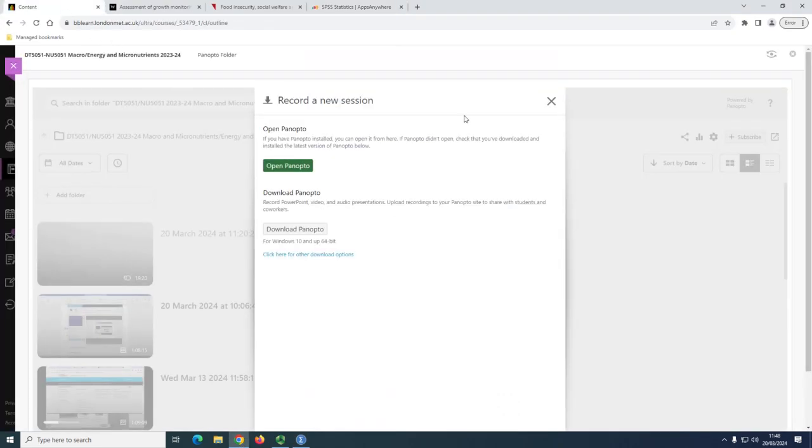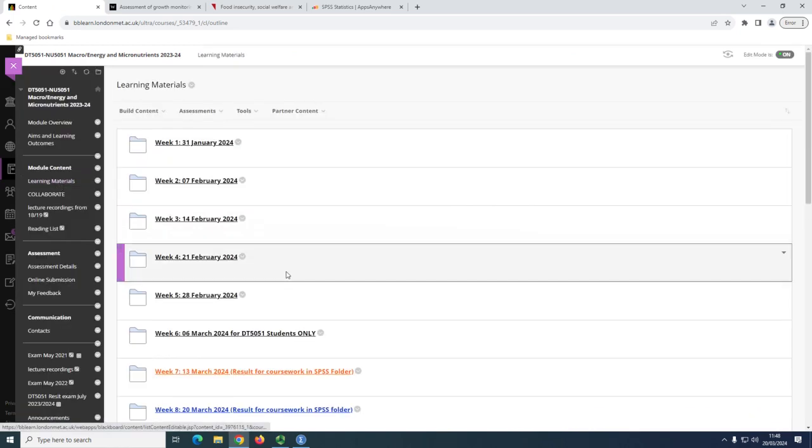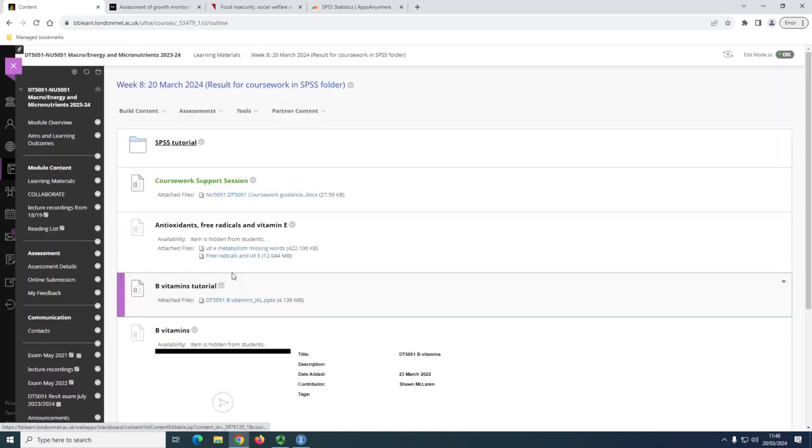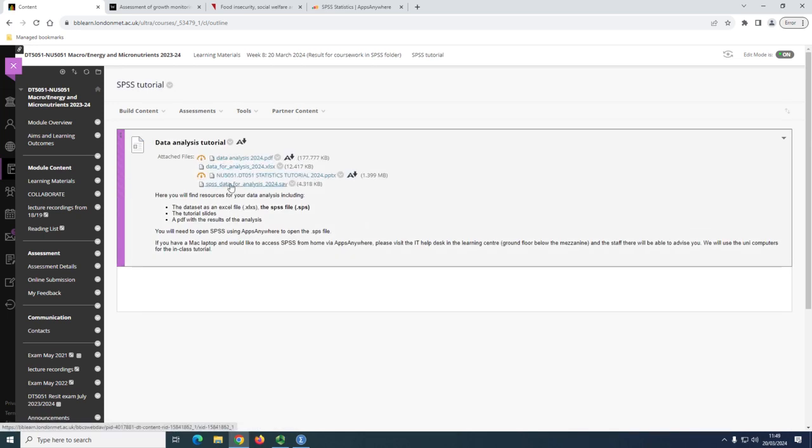So from WebLearn, you have access to the data sets. If you go to learning materials and either week 7 or week 8, it's the same stuff. There's a folder called SPSS tutorial, and then you've got this one here, the .sav file. If you have SPSS open, you can open the .sav file, and you should get the class data.